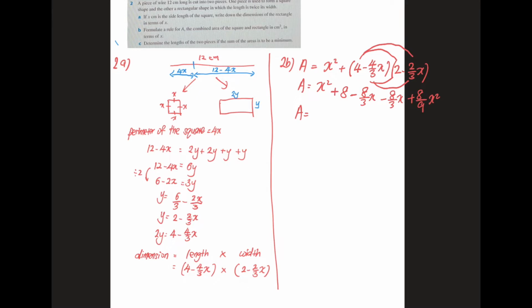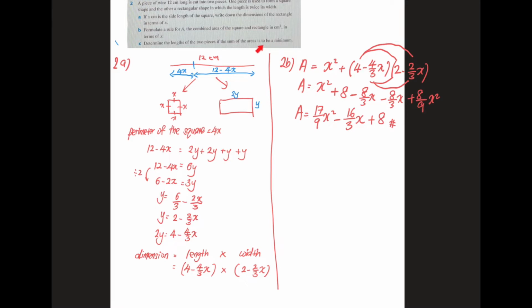I add up the x squared terms and I get 17 over 9x squared. Then I minus the 2x term over there. Then I get minus 16 over 3x plus 8. So this is the area in terms of x. Okay, now we look at the question again, part C. Determine the length of the two pieces if the sum of the areas is to be a minimum.